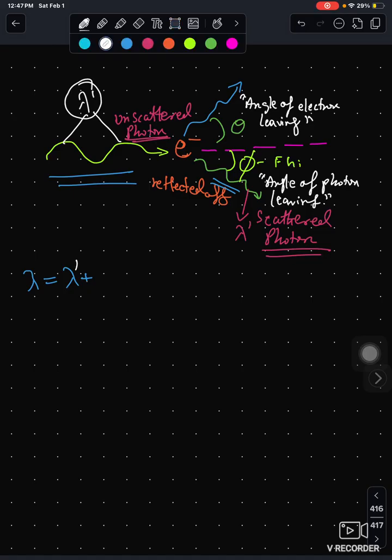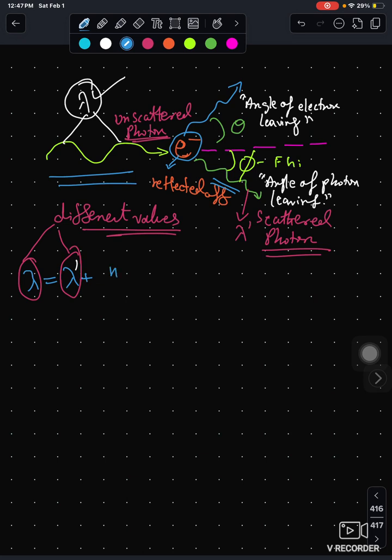The wavelength of the not scattered photon is not equal to the wavelength of the scattered photon. I'll tell you why I took them as different values: because they are different values. Okay, they're not the same values. Plus, the point of it is the particle it got hit with, and the properties of that particle, which is h, Planck's constant, over the rest mass of that particle, in our case an electron, and c, the speed of light.